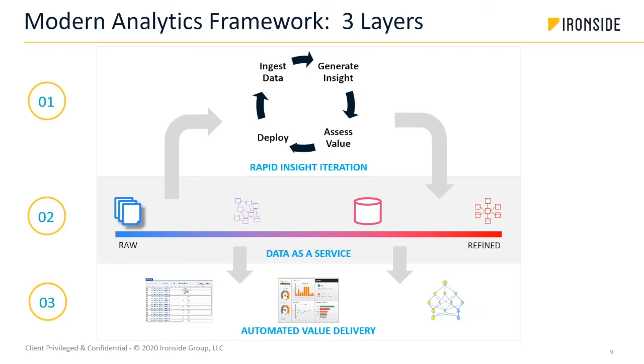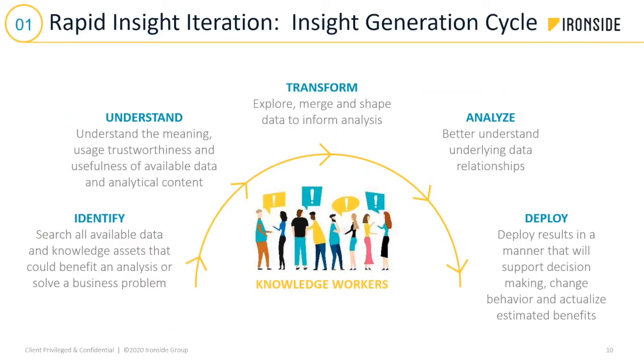So let's talk a bit about insight generation and iteration. This is the cycle that a knowledge worker is going to go through when they are creating an insight. And this is an iterative process. So they're going to go through these steps, and at any point they might say, oh, okay, this isn't what I want, I need to go back. The first thing that they're going to do is identify the data that they need. They're going to search all the assets that are out there that could solve the problem or question that they're facing. And with more and more data becoming available, that search is becoming more and more difficult.